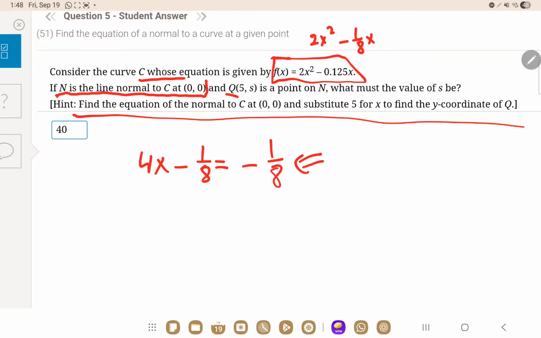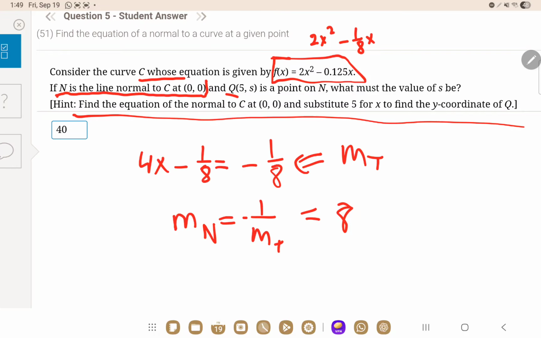But whenever you do this, this is the slope, or m of the tangent. You want m of the normal. You want the slope of the normal. To find the slope of the normal, m of n, which is normal, equals negative 1 over m of t. So it is the negative reciprocal of the slope of the tangent. So negative 1 over 8 becomes 1 over 8. Flip it, it is equal to 8.